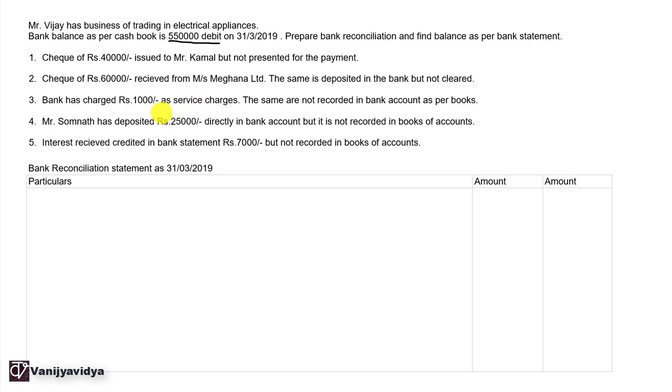Now let's see the first transaction. Cheque of rupees 40,000 issued to Mr. Kamal but not presented for payment. So we will be preparing a working note to find out what is the effect of this transaction on the bank reconciliation statement. To understand the impact of the transaction, we are preparing a working note for transaction number 1.